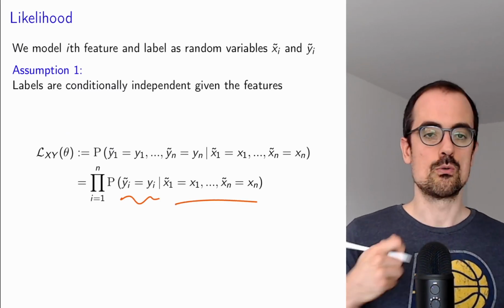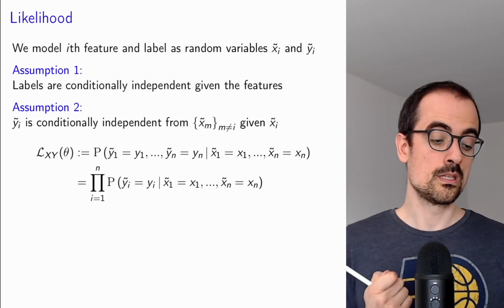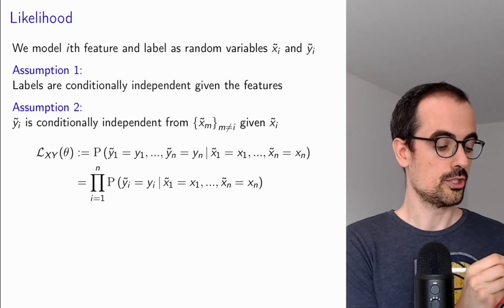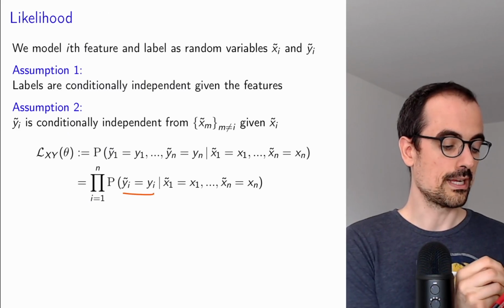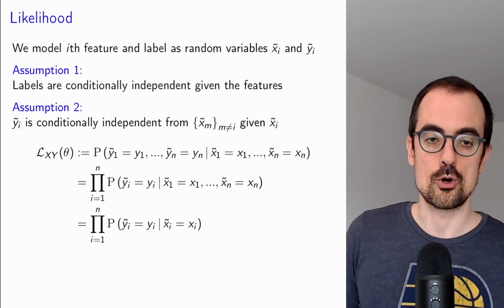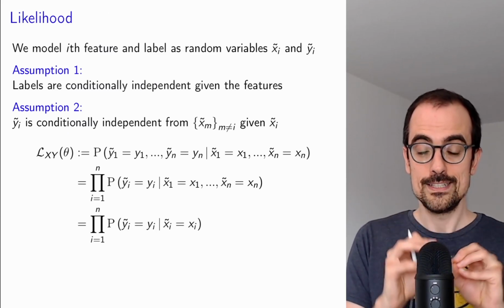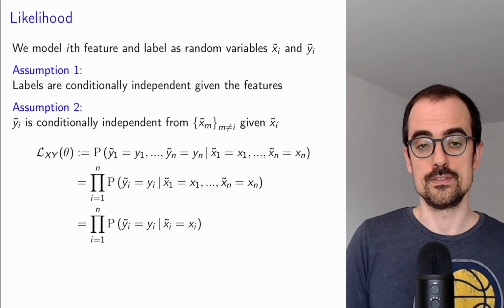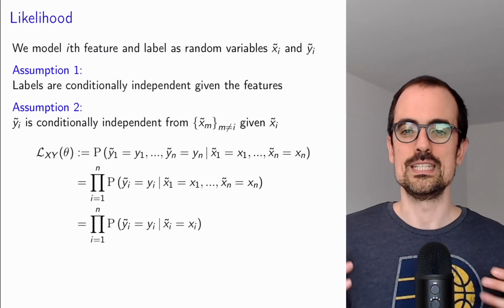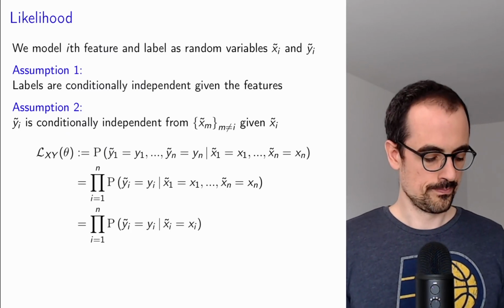And we're going to also assume that the labels are conditionally independent from the other features if you see their own feature. So if we see xi, then we don't care about the other feature vectors. So that simplifies to a product of the conditional probability of each of the observed labels given just the corresponding observed feature, which hopefully makes sense. And it's analogous to this IID assumption that we make when we fit parametric models.